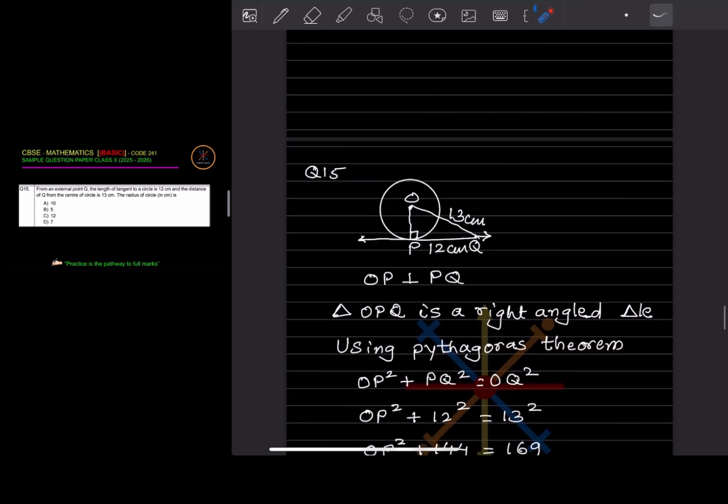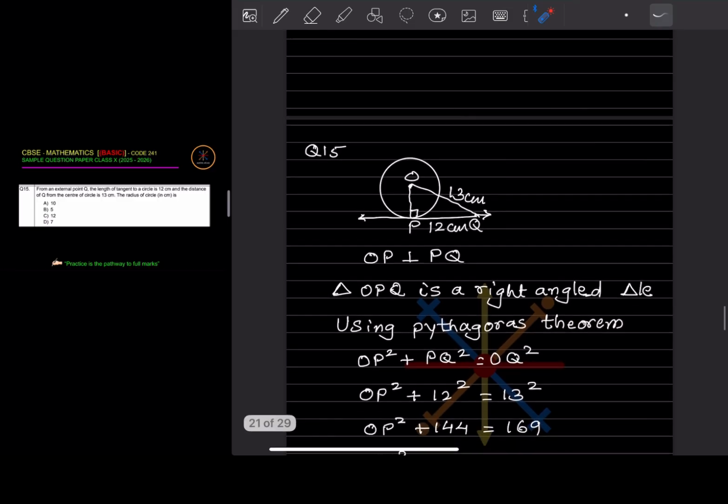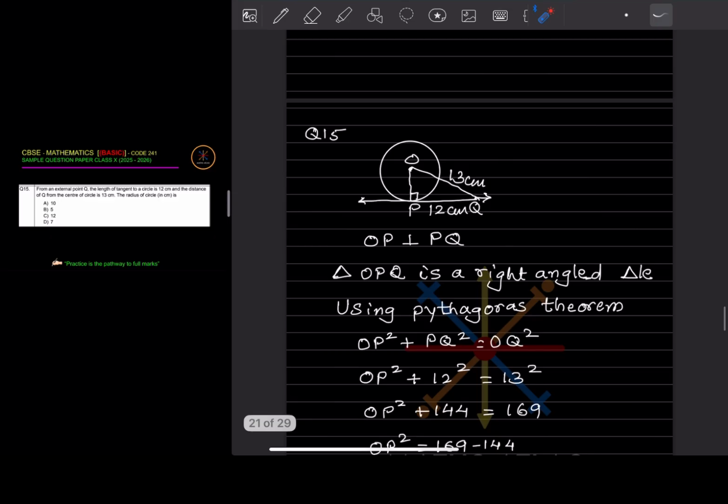from an external point Q, the length of tangent to a circle is 12 centimeter and the distance of Q from the center of circle is 13 centimeter. The radius of circle in centimeter is. So what we can do, I've drawn the rough diagram of it. They said from an external point Q, so this is the external point. So this is the circle.